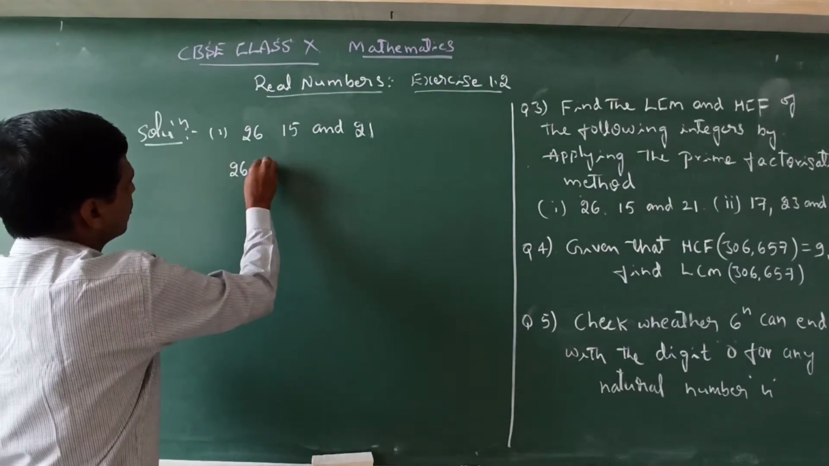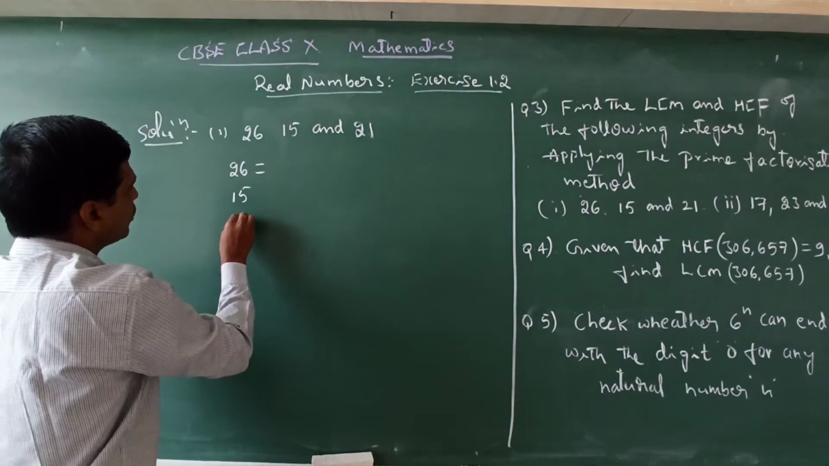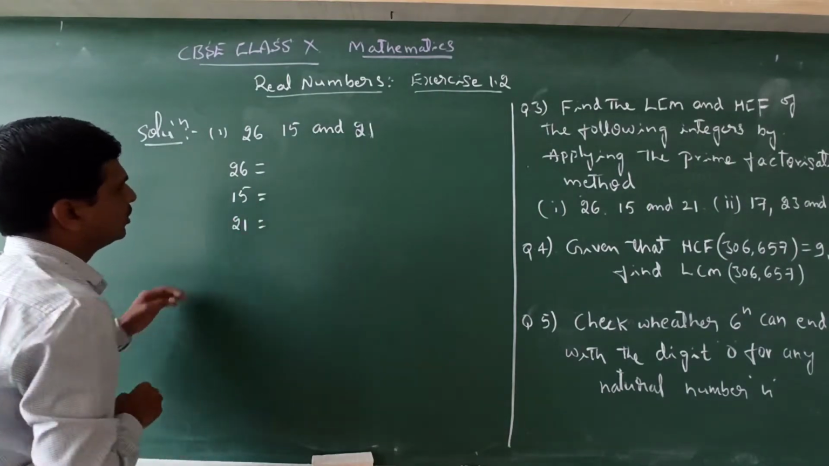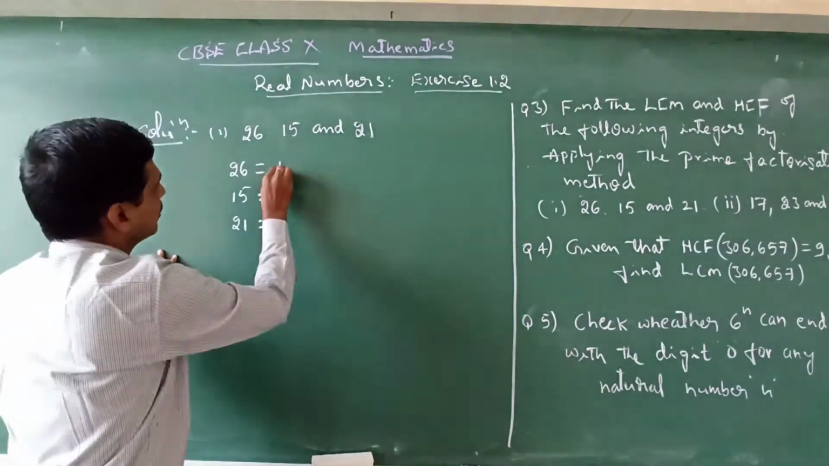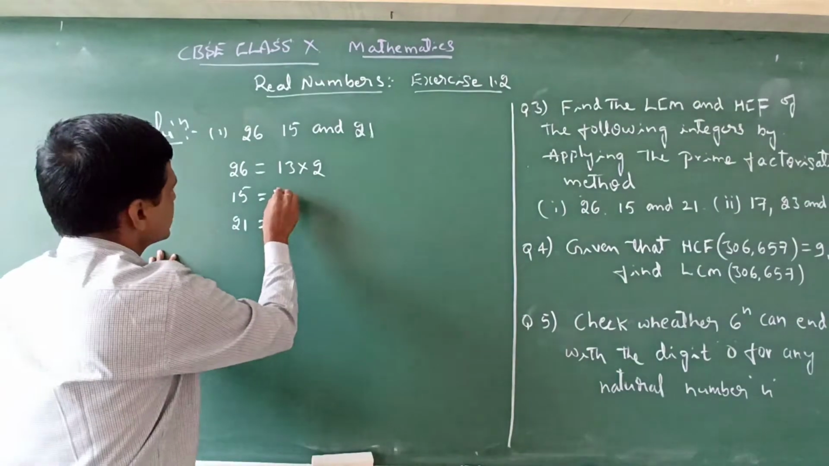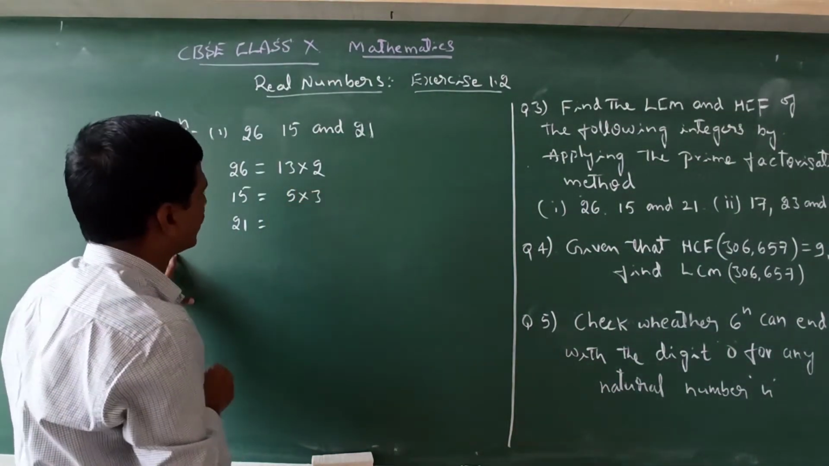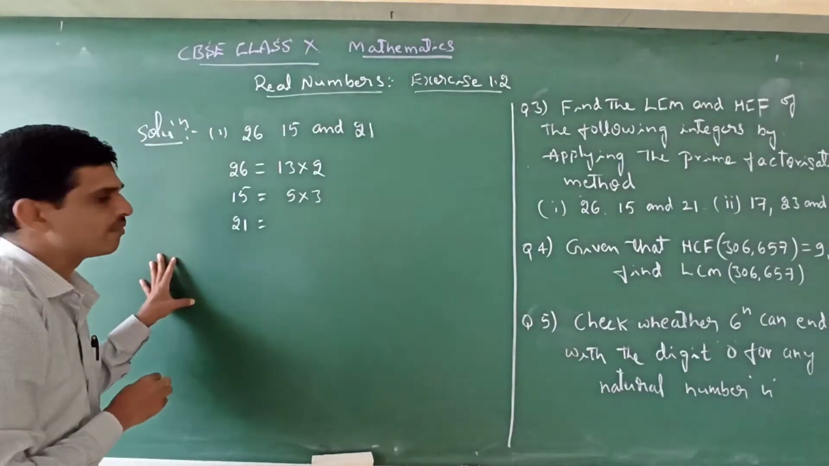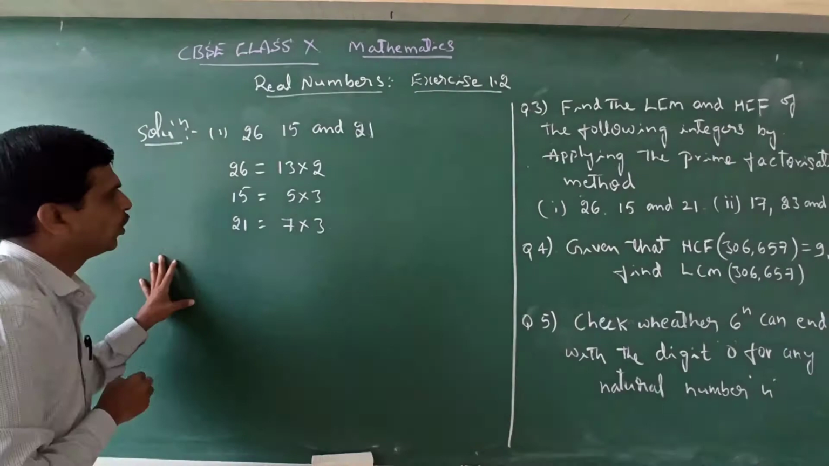First express the given numbers like this: 26, 15 and 21. Again, what are the factors of this 26? 13 twos are 26. Here, 5 into 3, 5 threes are 15. 21 is 7 threes.